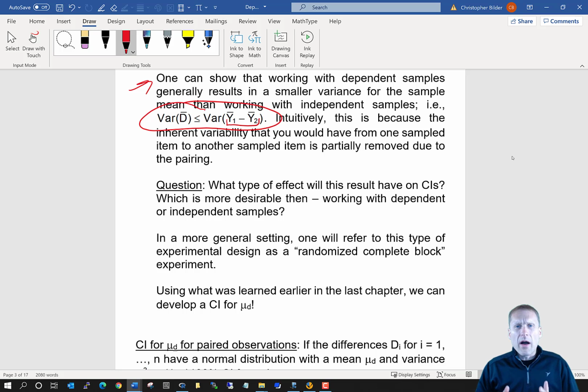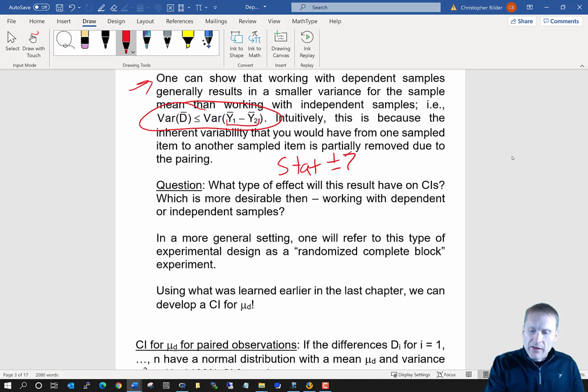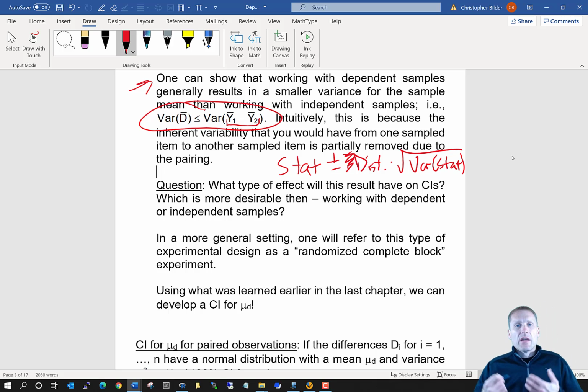Well, why is this important? For a lot of things that we do in statistics, we have an equation like this for a confidence interval, for example, where we have a statistic of interest. We add or subtract a value from a probability distribution, a quantile, and we take it times the square root of the variance of the statistic.